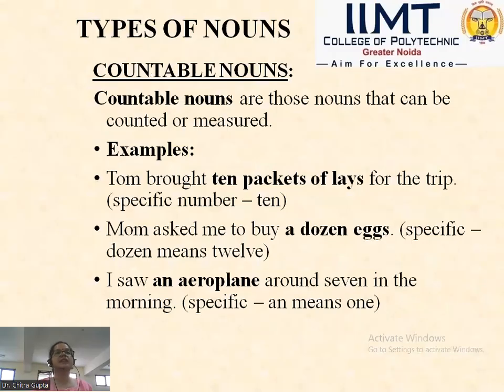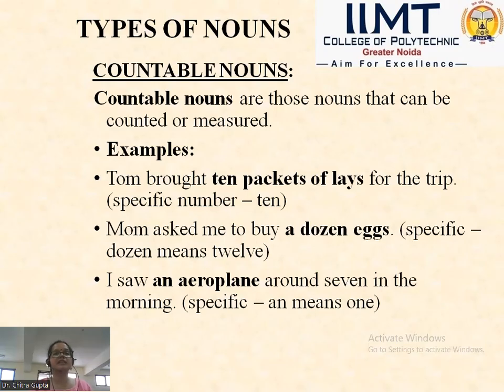Now the third one is countable nouns. Countable nouns are those nouns that can be counted or measured. Of course, as the name specifies, countable means that can be counted. Examples: Tom brought 10 packets of Lays for the trip. It is specifying a number. How many packets? 10 packets. So 10 packets can be counted.